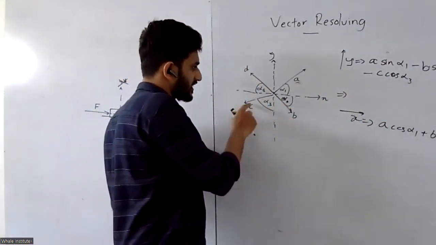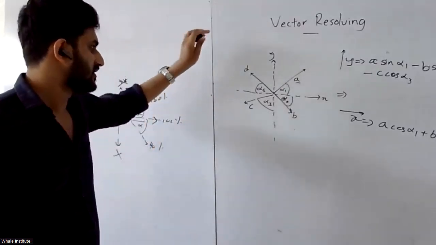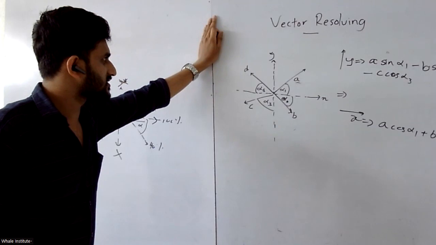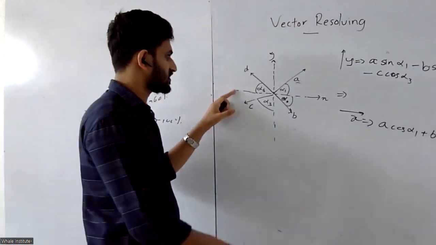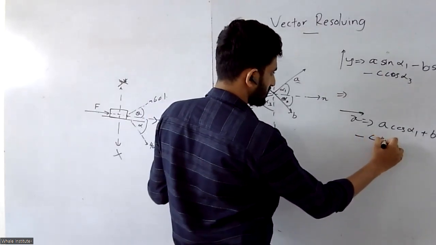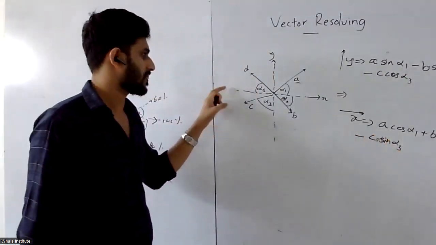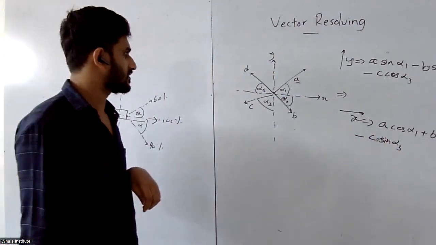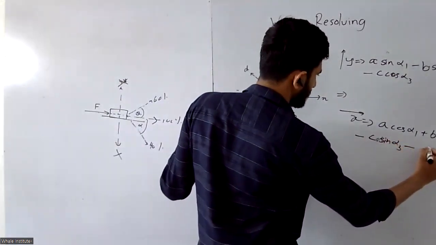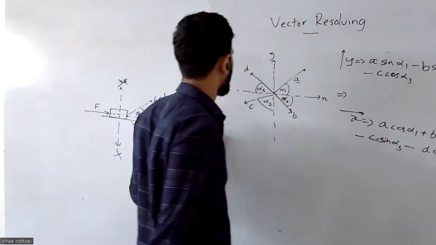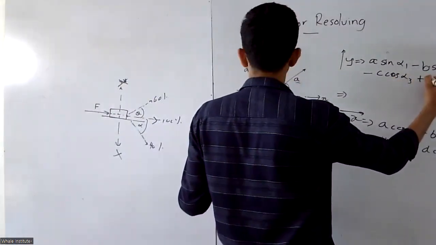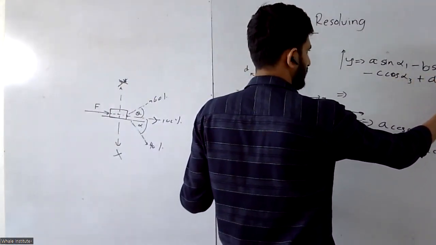Here the angle is given between y and the resultant vector. Then the cos component is towards the y direction, and the sine component is towards the negative x direction here. So negative c sine alpha 3 in this direction. And for the d vector, d cos alpha 4 towards negative x, and d sine alpha 4 towards positive y direction, d sine alpha 4.